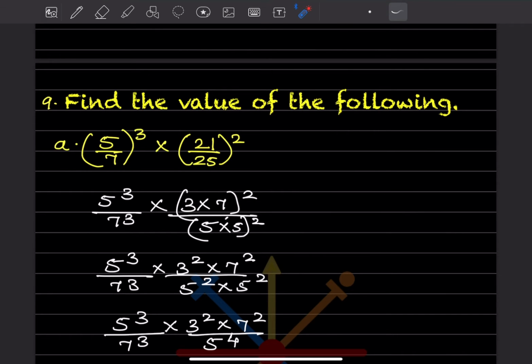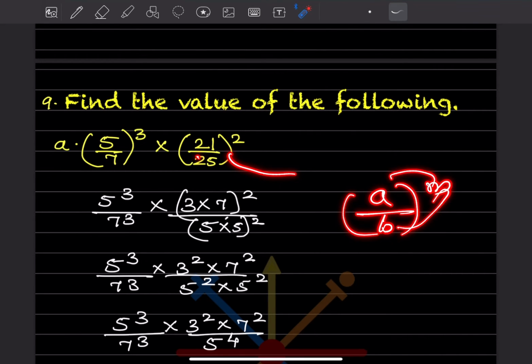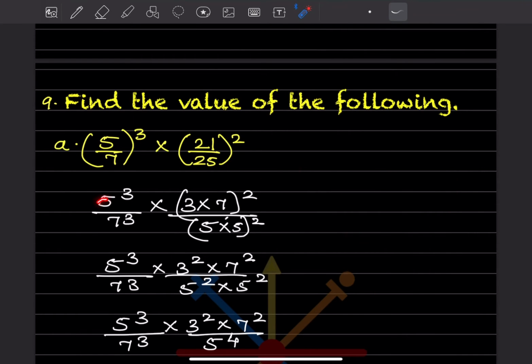Again here the bracket and raised to 2. Because (a by b) raised to m will be a raised to m divided by b raised to m. So we can separate it: 3 raised to 2 into 7 raised to 2, and 5 raised to 2 into 5 raised to 2.